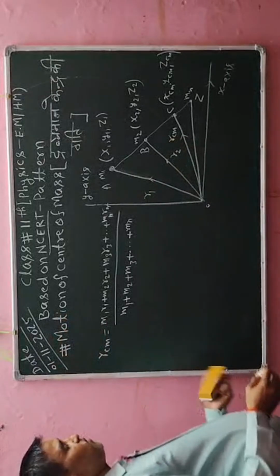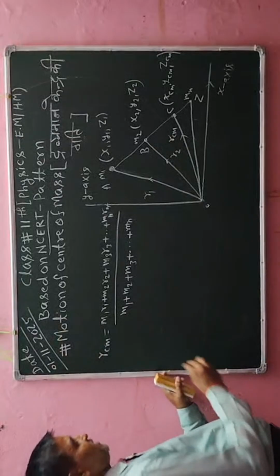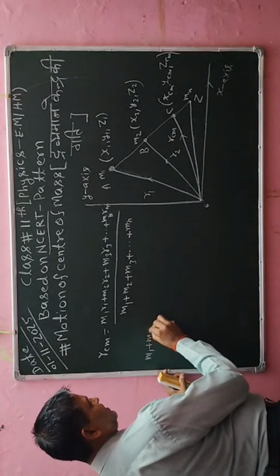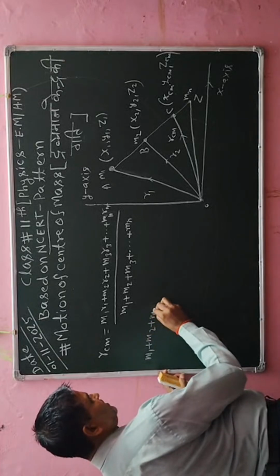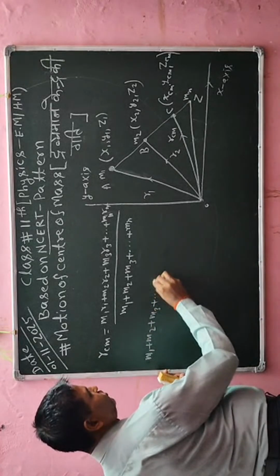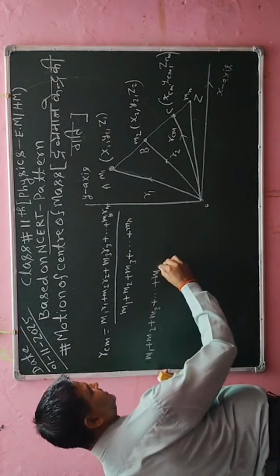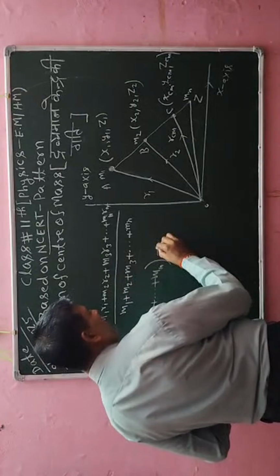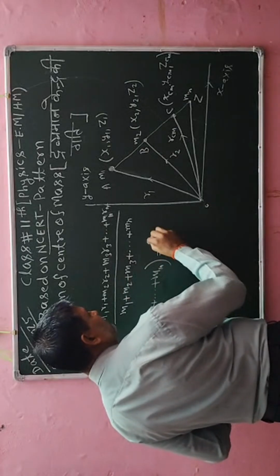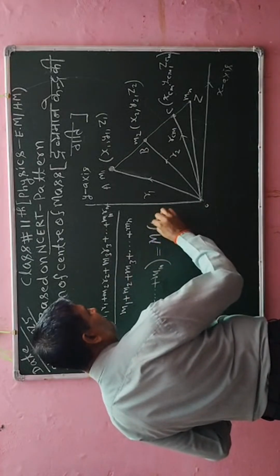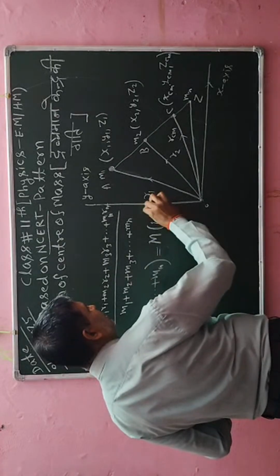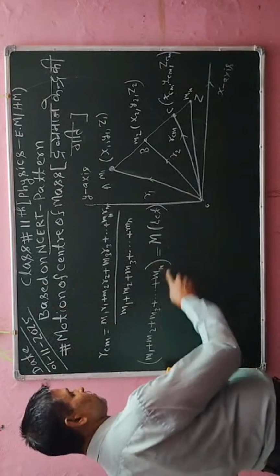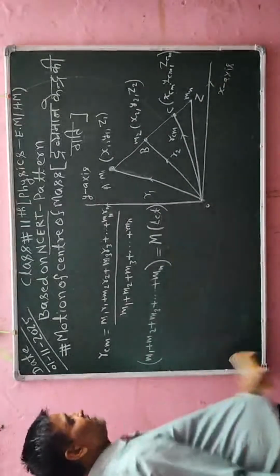Now further I am going to assume that m1 plus m2 plus m3 up to mn, the summation of the masses of all particles, I can put as capital M. Here I am saying let the sum of masses be capital M.